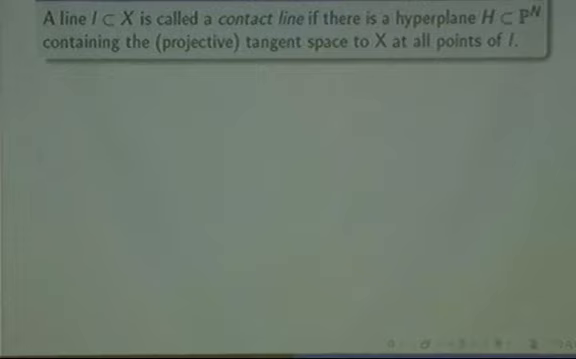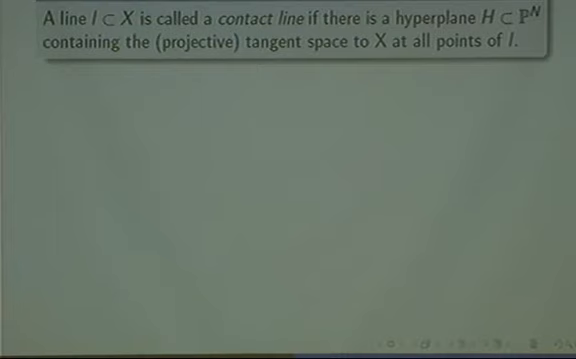Okay. Now an innocuous definition, it's an ad hoc definition. If you don't agree with the name, well, the definition is okay. So I will call a line a contact line if there is a hyperplane in the ambient projective space containing the projective tangent spaces to X at all points on it.